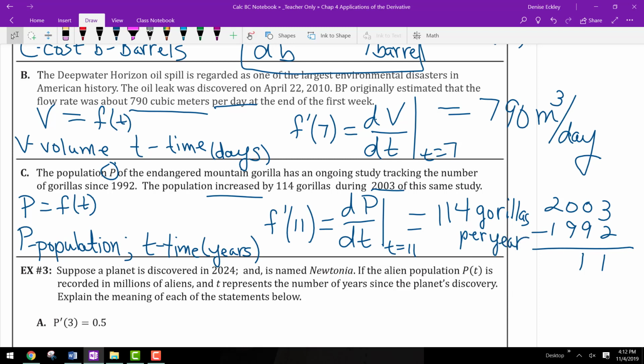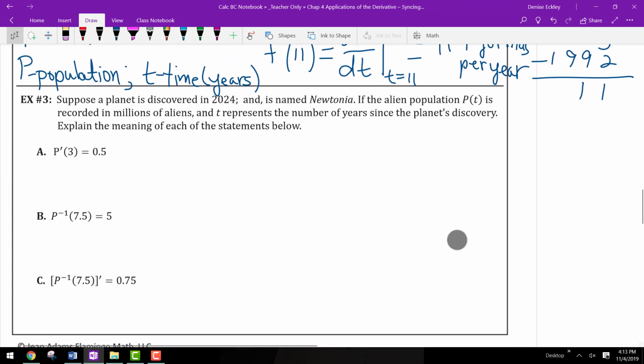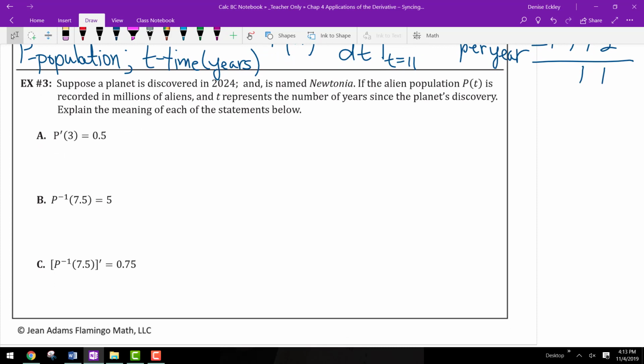Okay, next example. Now we're going to read some meaning of some notation. This time we're given the notation and we have to interpret what it means. So, suppose a planet is discovered in 2024 and is named Newtonia. The alien population P of T is recorded in millions of aliens, and T represents the number of years since the planet's discovery. Explain the meaning of each statement below.